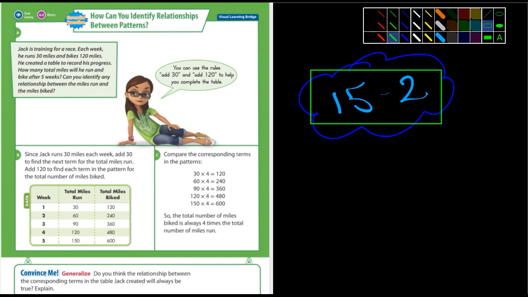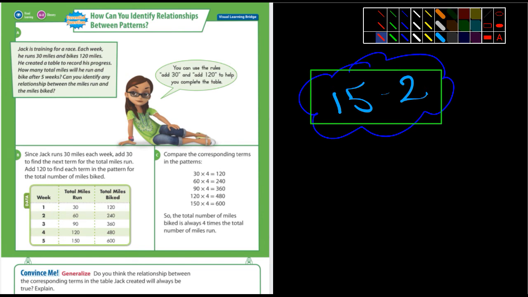So it says here, Jack is training for a race. Each week he runs 30 miles and bikes 120 miles, and he creates a table to record his progress. How many total miles will he have run after 5 weeks? And then can you identify the relationship?